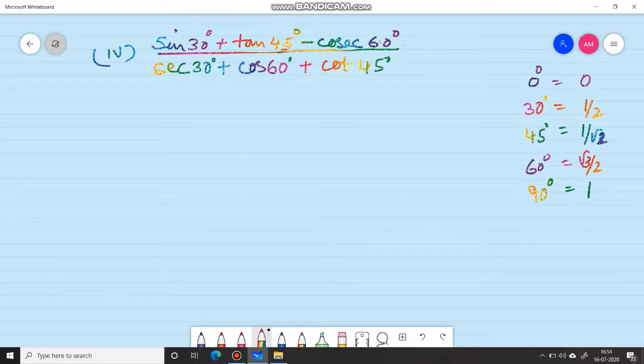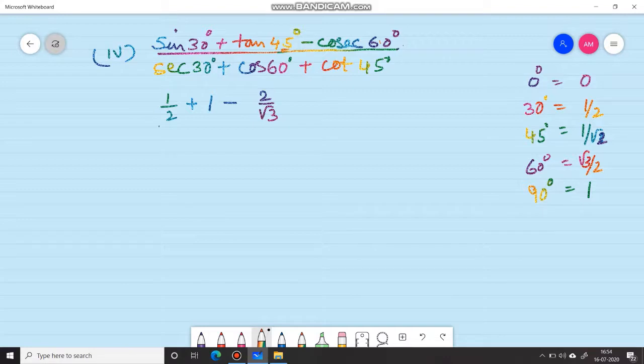Now see, sin 30 is 1 by 2. So let us put 1 by 2. Then tan 45, all of you know this, because sin 45 by cos 45, 1 by root 2 by 1 by root 2, that will become 1, minus. Now cosec 60. What is cosec 60? Cosec 60 is equal to 1 by sin 60. Now your sin 60 is root 3 by 2. So your cosec 60 will be 2 by root 3.